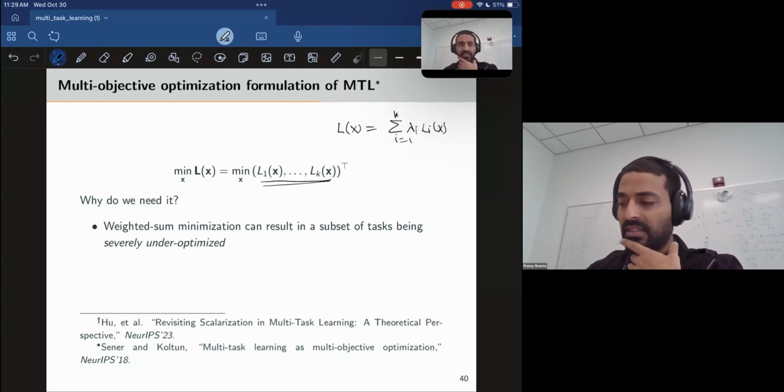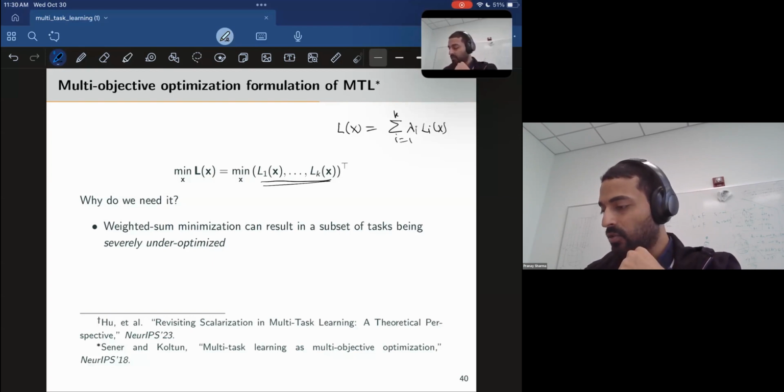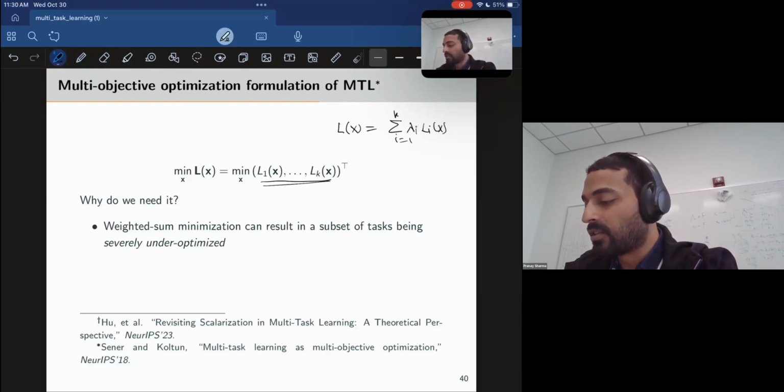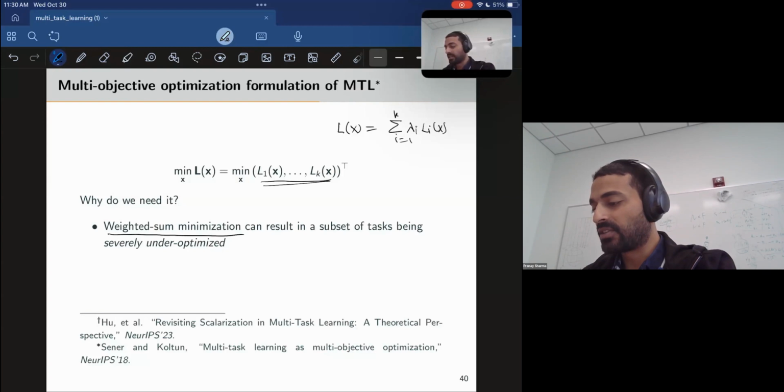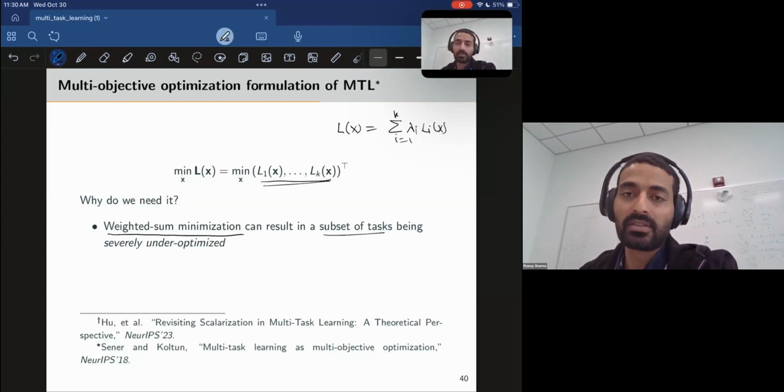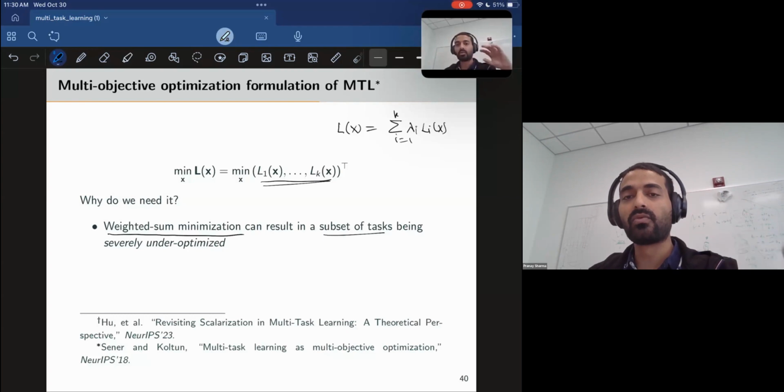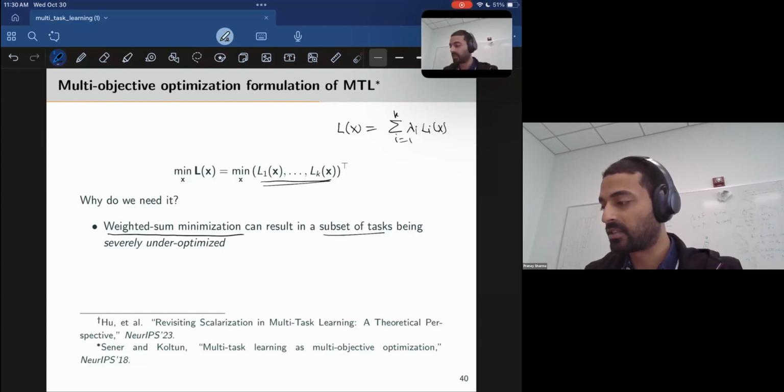And why does this make sense? It turns out that when we minimize a weighted sum of task losses, it can result in a small subset of tasks being severely under optimized. So consistently, you do worse on a small subset of tasks. And this is clearly a problem.